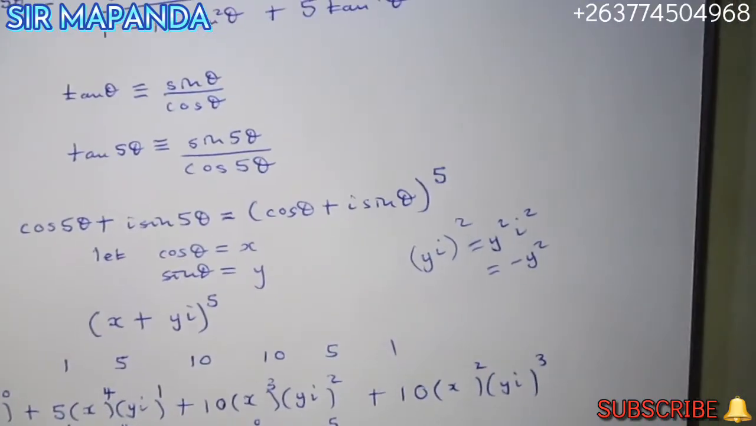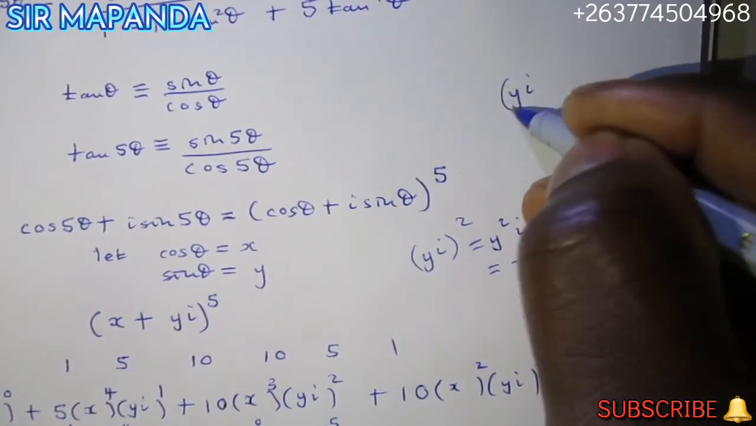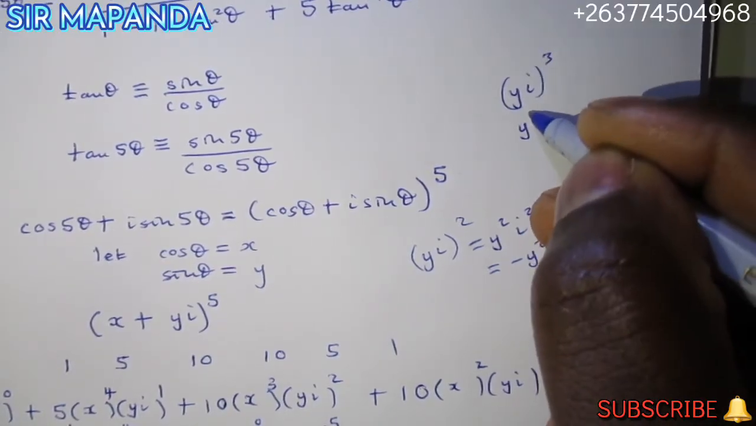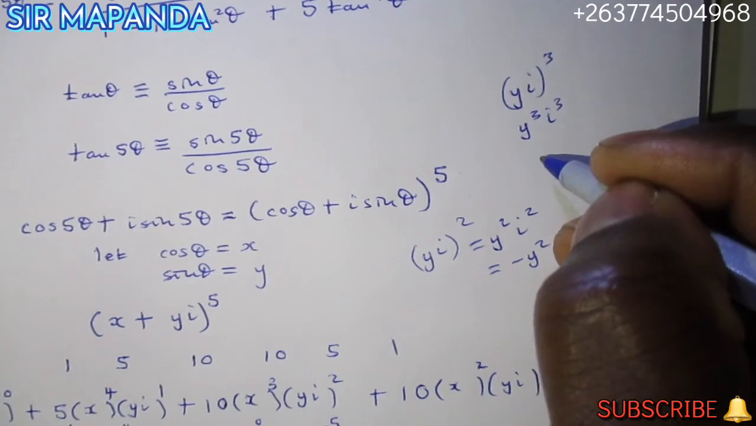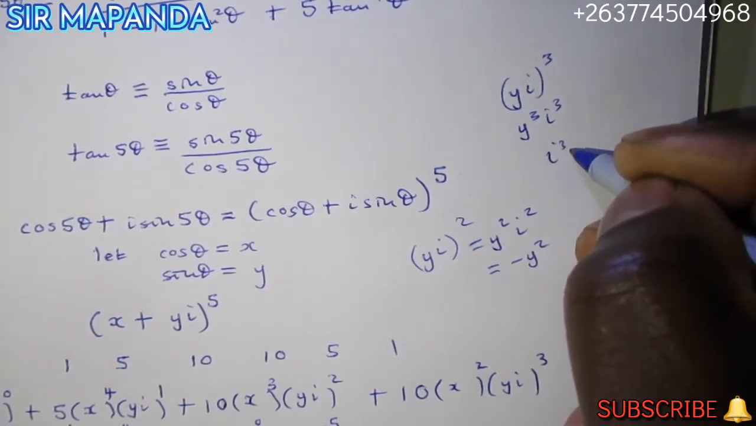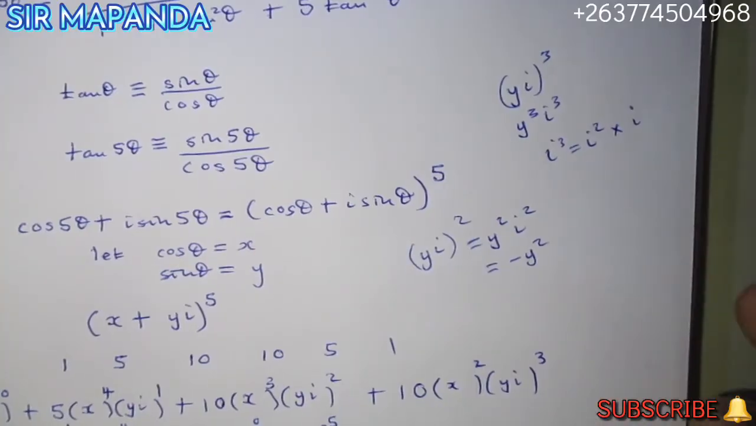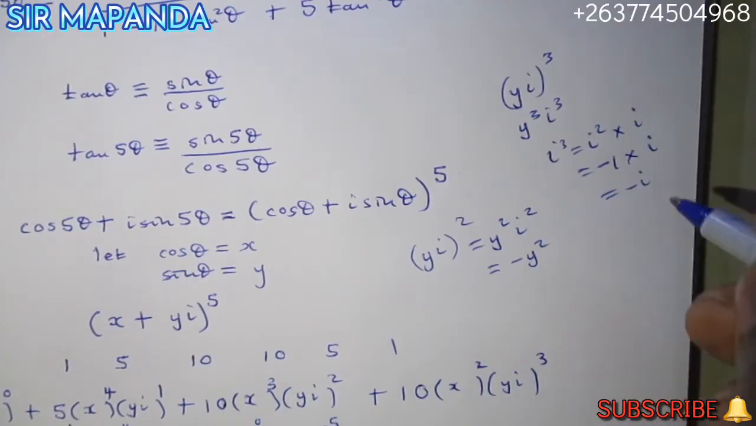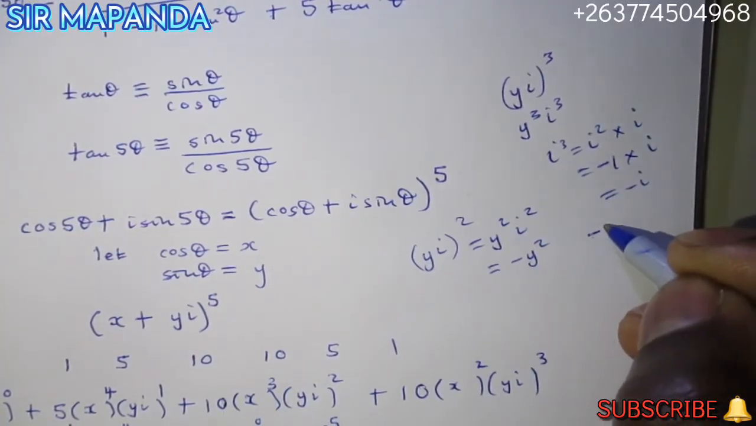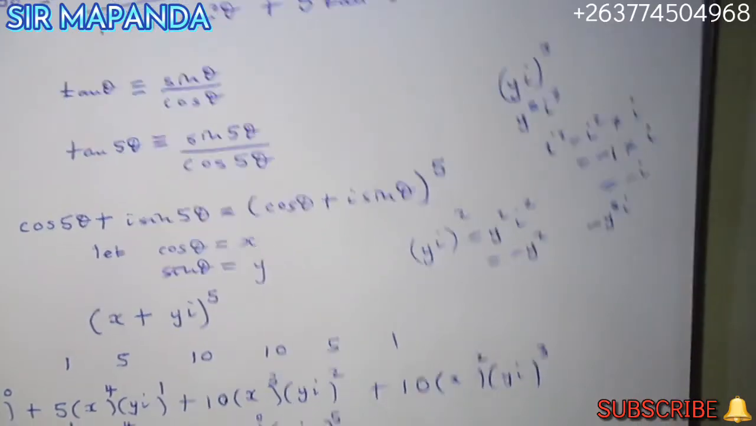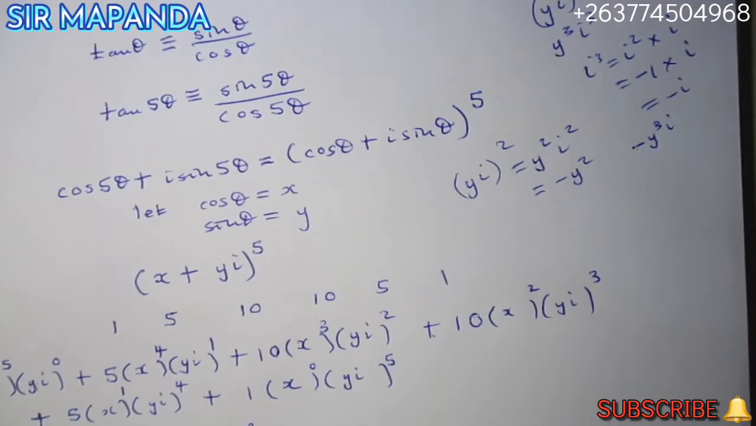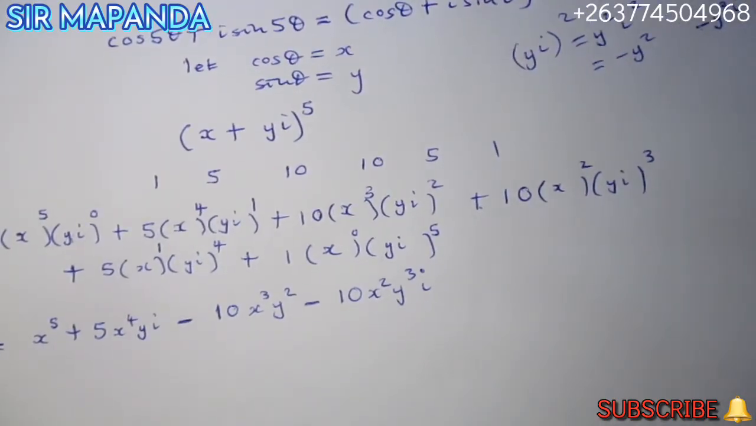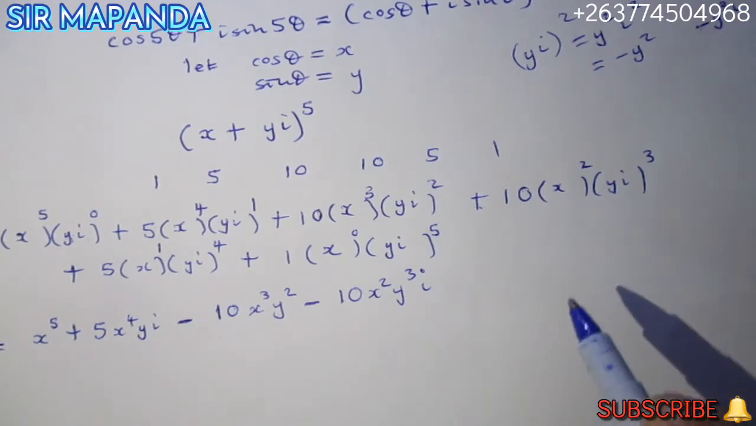Then we move on to the fourth term. Let us also target this bracket yi cubed. You get y cubed, i cubed. What is i cubed? i cubed is as good as i squared times i. So i squared is minus 1 times i. You get minus i, which gives you minus y cubed i. So this plus becomes negative. So minus 10x squared y cubed, but we'll be having an i.